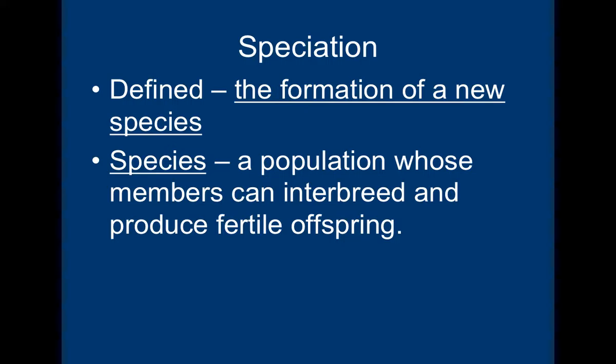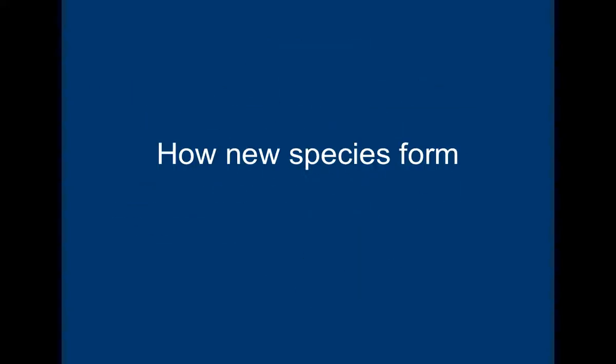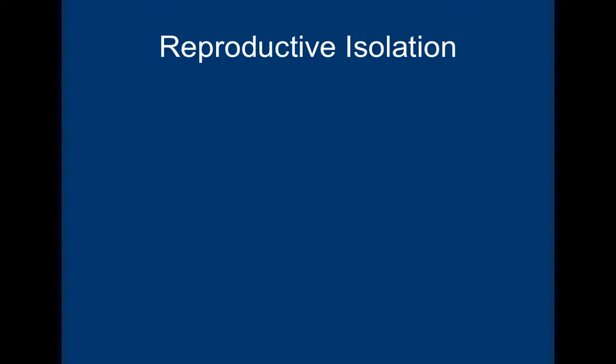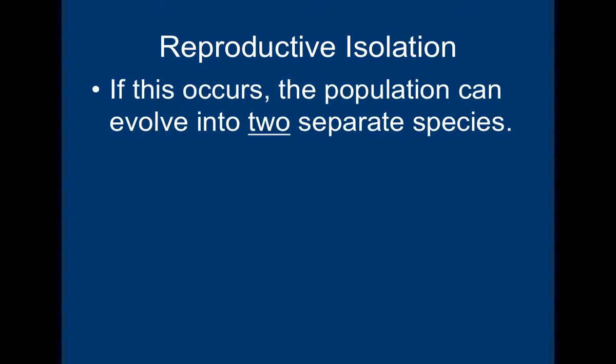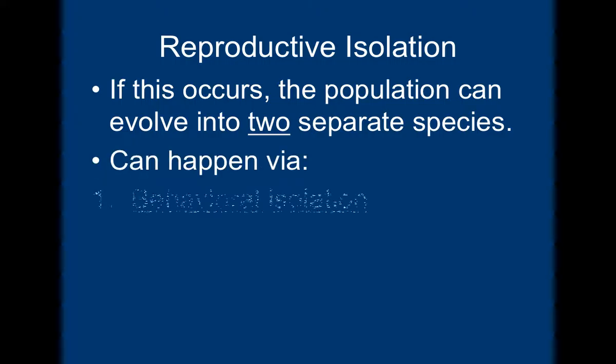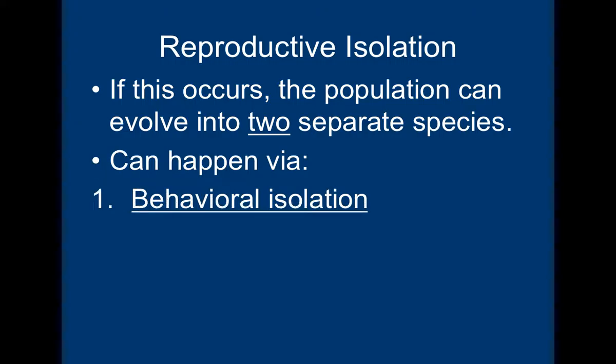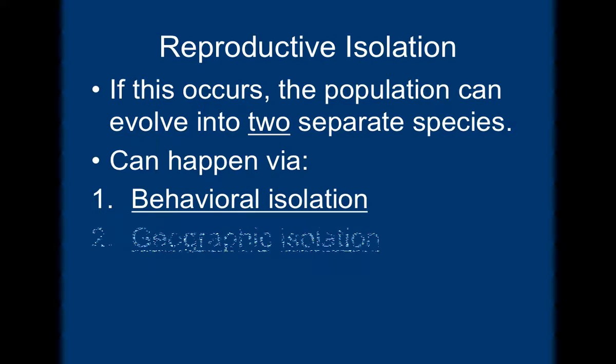The big factor that we have to have in order for new species to form is isolation, specifically reproductive isolation. So if this occurs, the population can actually evolve into two separate species. And there are different ways that this reproductive isolation can happen. If I have two populations and they don't reproduce with each other, that's where I can get the breaking apart of species. Now, we can have behavioral isolation. In other words, how they behave can keep them apart.